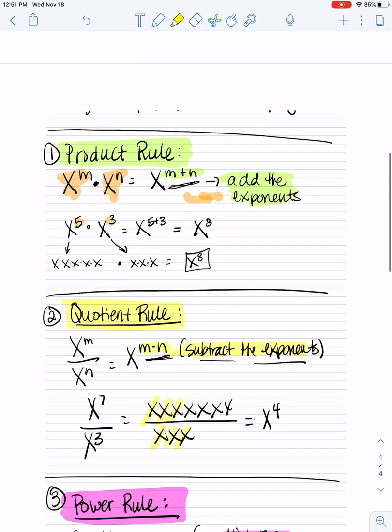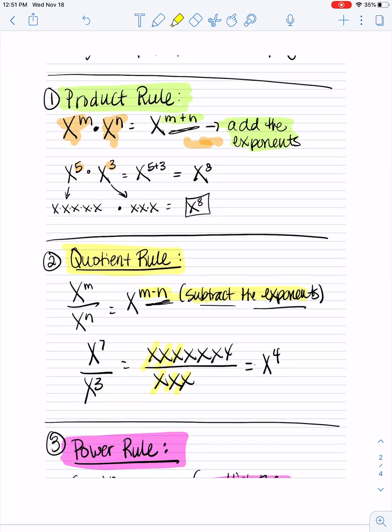And then the next part of your notes should have been the rules. The first one here is the product rule. We have x to the n power times x to the n power, and whenever you're multiplying exponents, you have to add the exponents, even if it is a number. So let's say that we ended up with 4 to the third times 4 to the second. When we simplify that, it would say 4 to the fifth.